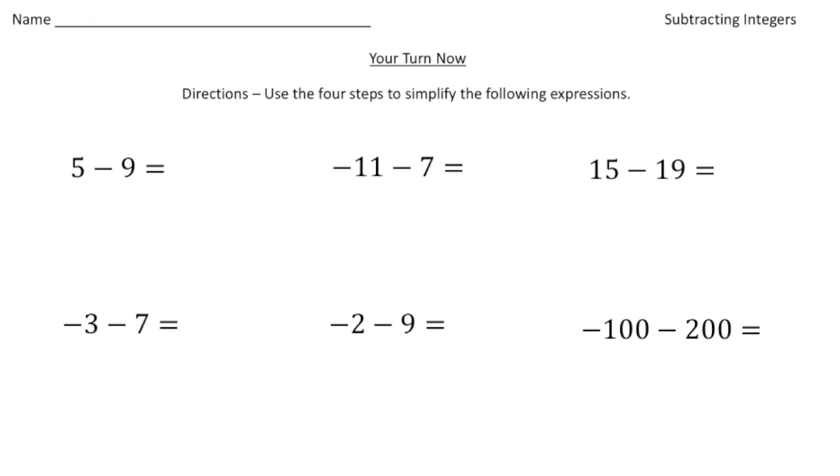Alright, welcome back. Let's see how you do with these practice problems. We have 5 minus 9, -11 take away 7, 15 minus 19, -3 minus 7, -2 minus 9, and finally -100 take away 200. I'm going to do all these problems at the same time.